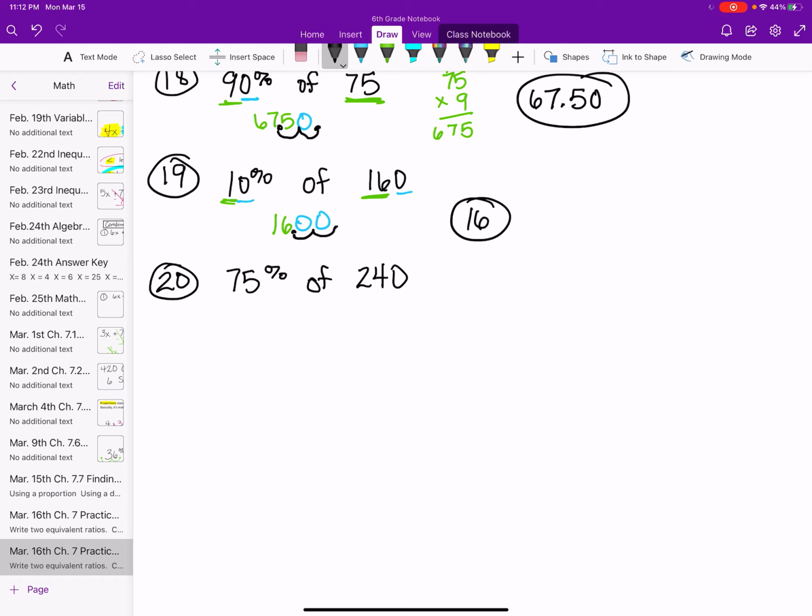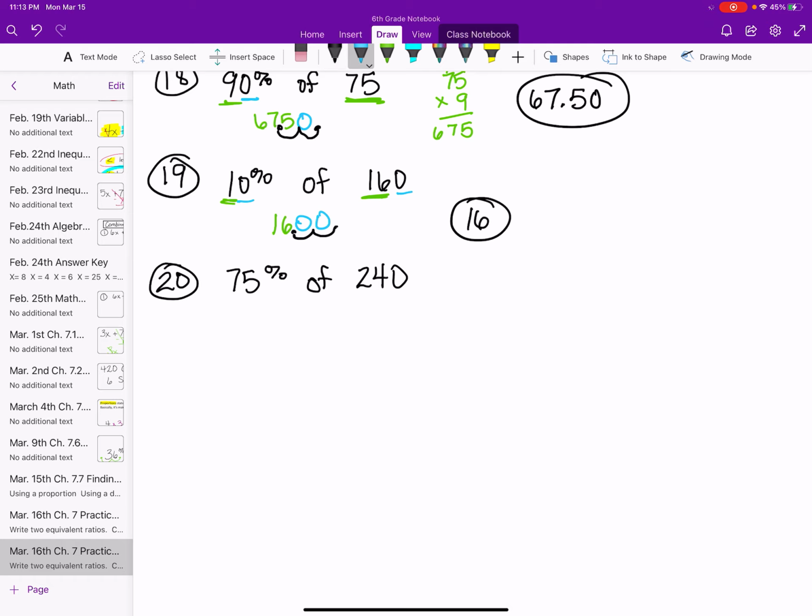This one I might like to use my trick. I like to use the trick of converting my percent into a fraction when I have percents such as 25, 50, 75, or when I have percents such as 20, 40, 60, 80. So that would be all my 1/4 or 1/5. It just makes it easy for me. If you want to keep doing the decimal form and multiply it out, totally fine.